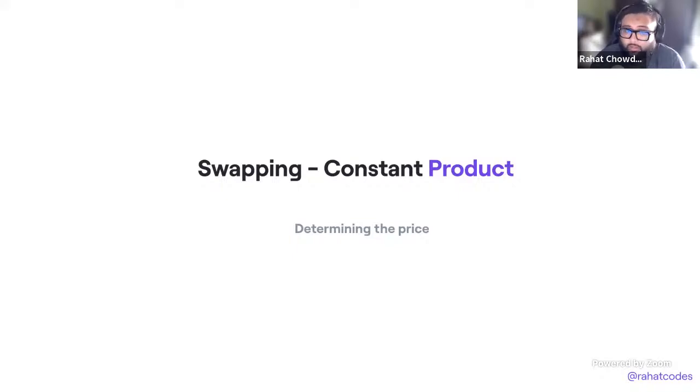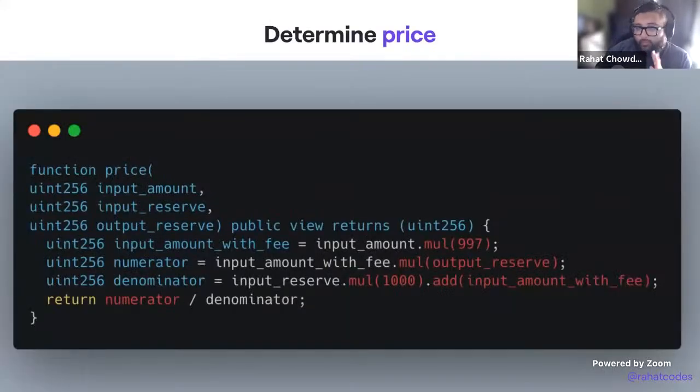Next up is swapping, which is going to be done using that constant product formula that I mentioned, determining the price. This is definitely the most important part of a DEX, because you need to make sure the pricing of your assets is correct. Like I mentioned before, this is built using the fee structure that Uniswap uses. So Uniswap has a 0.3% fee attached to each of their transactions.